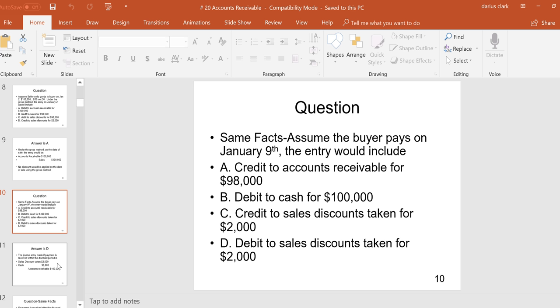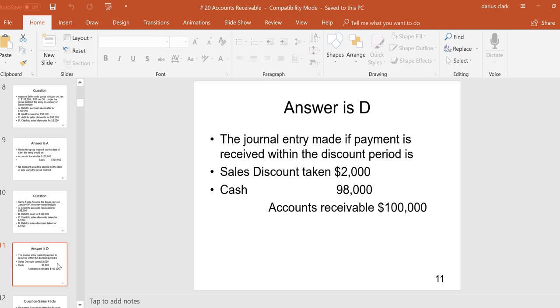Now you got to debit sales discounts for 2,000, and that means you're only going to get 98,000 in cash, but you still reduced your receivable by the full amount of 100,000 because you're not owed anything anymore. It only cost them 98,000 to settle what was a $100,000 receivable on your books. So that's why you'll record sales discounts taken. But that's only if they pay within the discount period and you already recorded it gross.